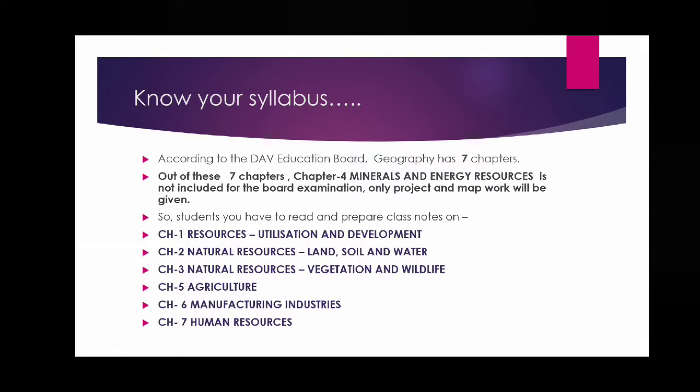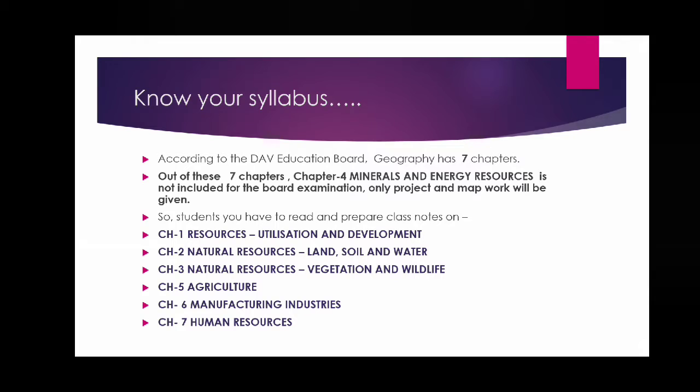So that's why there are a total of 6 chapters you have to read, prepare class notes on, and give the written exam on. How many chapters? 6 chapters. So who are they? Chapter 1 is named resources, utilization and development. What you will read in this chapter is basically what a resource is, what the types of resources are, resource depletion, resource crisis, resource conservation, etc.